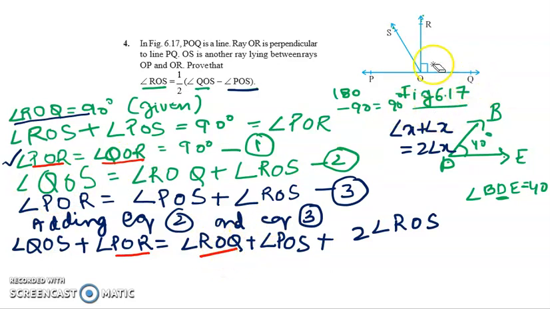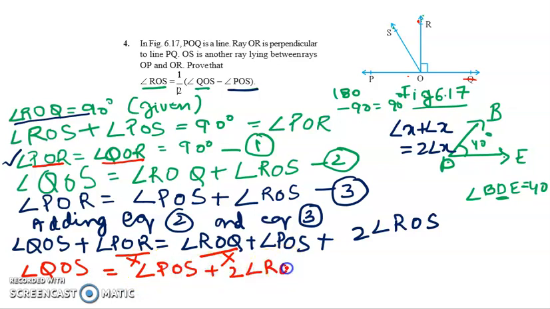This angle QOR, this angle ROQ is equal to angle QOR only, 90 degree. So this will be 90 and this angle will also be 90. So this angle 90 and this angle 90 is cancelled. Okay, so what will be left now? We are left with angle QOS is equal to angle POS plus twice of angle ROS.